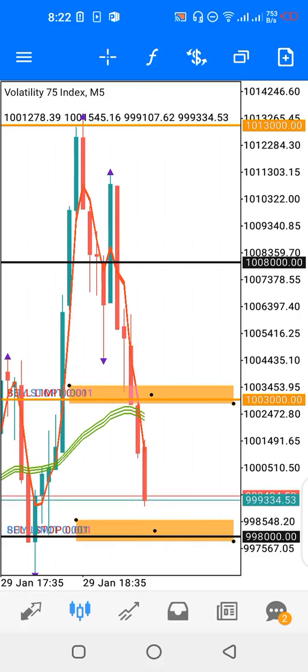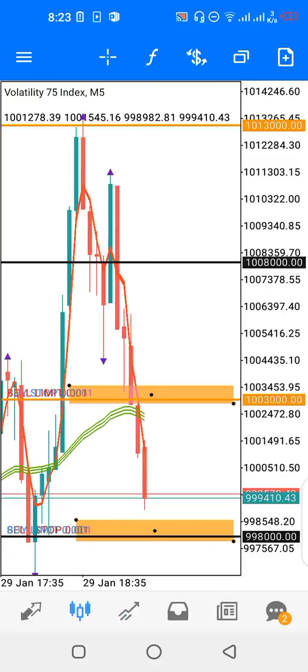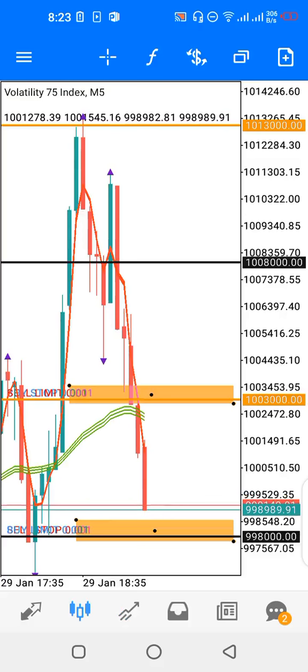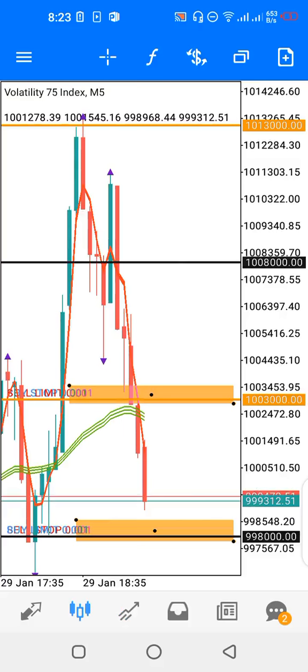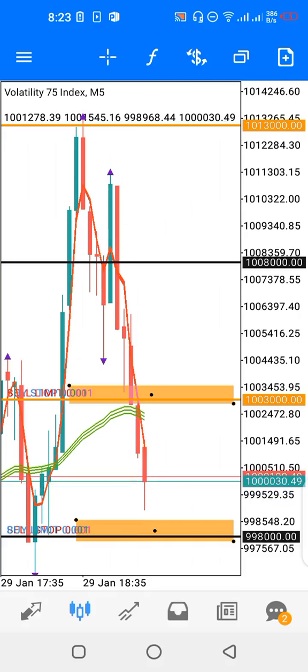So we're gonna wait for which side will get triggered first. I'm starting with the lowest lot size, which is 0.001, on Volatility Index 75. My minimum balance is $300 for the starting lot size 0.001. So if I have $600, I'll be starting with 0.002. If I have $900, I could be starting with 0.003. So for every $300 you can use 0.001 as a starting lot size.